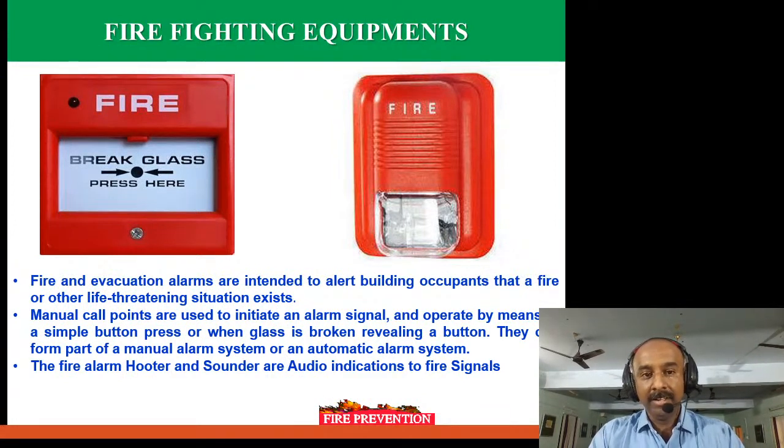situation exists. So what is the purpose of the manual call point? The manual call points are used to initiate an alarm signal and operate by means of a simple button press or when a glass is broken, revealing a button. They can be operated manually or by the automatic system. So this system is interconnected with the heat and smoke detector.